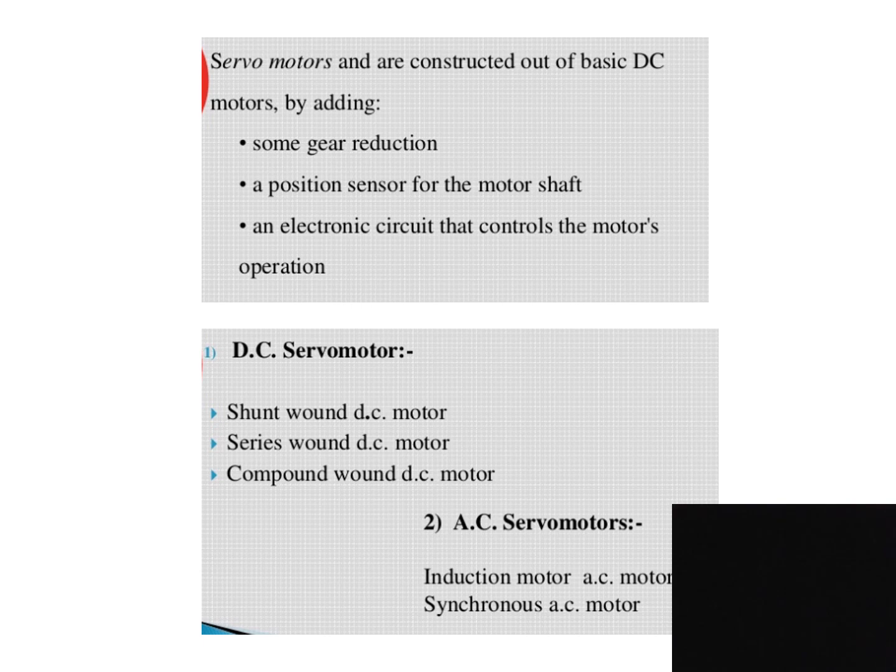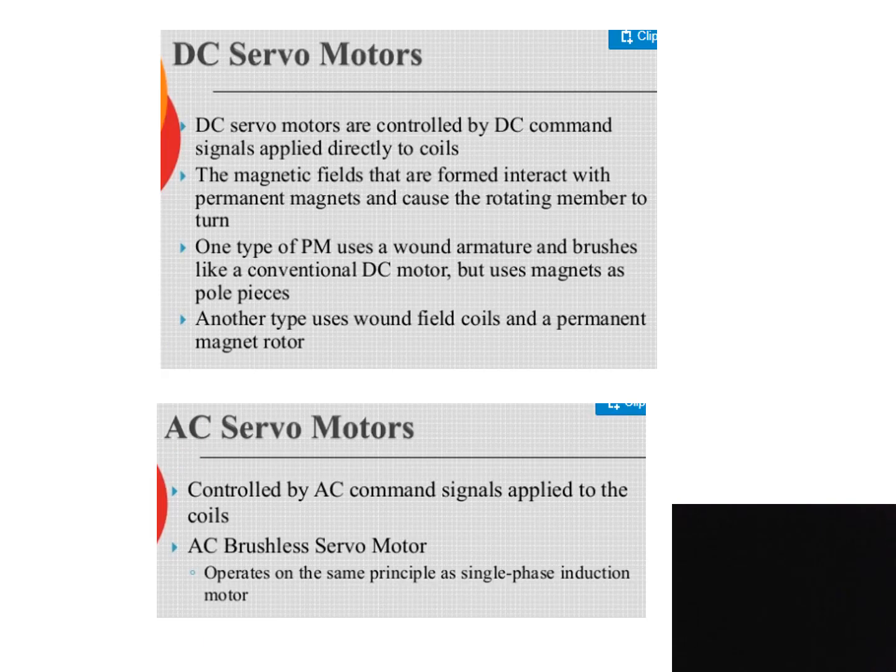You have servo motors of different types: DC servo motor and AC servo motor. When you take a DC servo motor, you can have a series, a shunt, and a compound wound DC motor. If you take an AC servo motor, you have an induction motor and a synchronous AC motor. The DC servo motors are controlled by a DC command signal applied directly to the coil, whereas for the AC servo motor, an AC command signal is given to the coil.